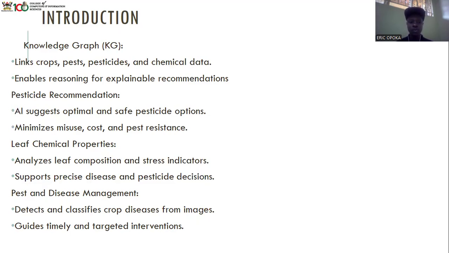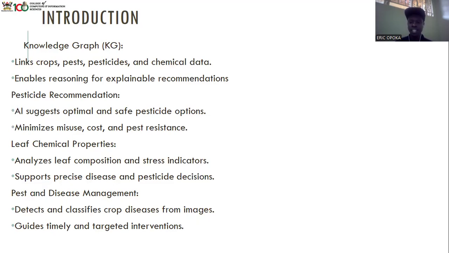So we have leaf chemical properties. Leaf chemical properties analyze the leaf composition and stress indicators. In this case, we need to first analyze the chemical properties of a particular plant before we recommend a pesticide, because sometimes we can give a pesticide which is not good for the plant. Moving on, we have pest management. Pest management detects and classifies crop diseases from images.